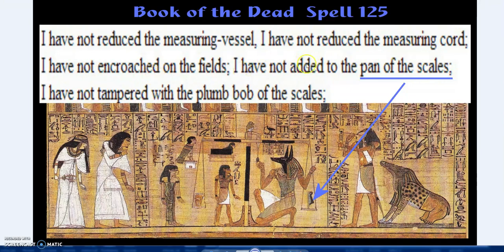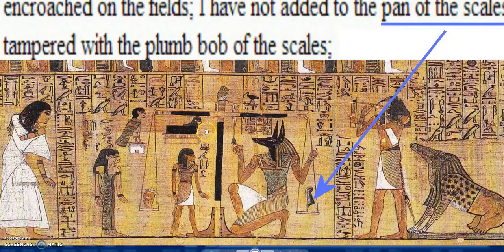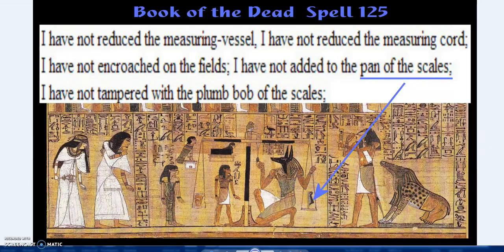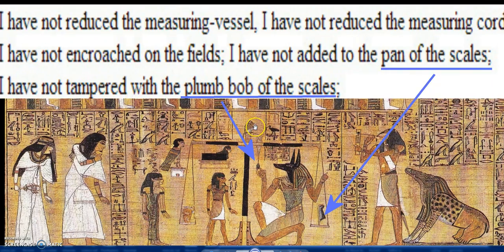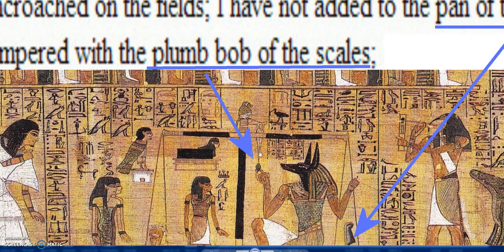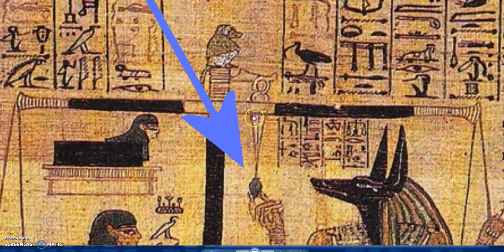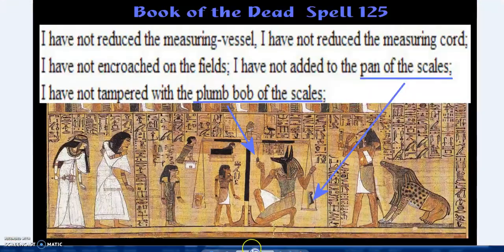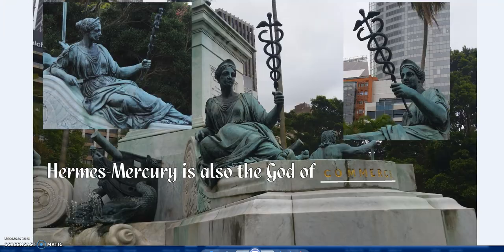many references, just to focus on this one. I have not added to the pan of the scales. We see the pan of the scales, the heart and the feather. And I have not tampered with the plumb bob of the scales. He's holding a plumb bob there as well, which is a nice little reference. You might even notice what's going on there, but this has been just repeated throughout this entire thing.